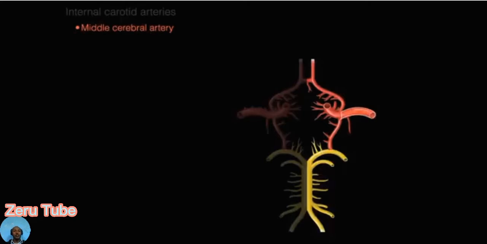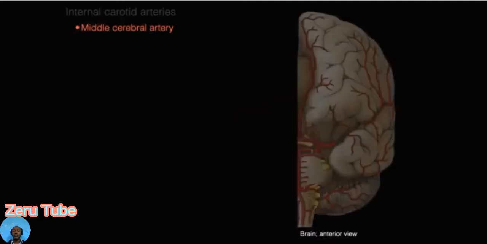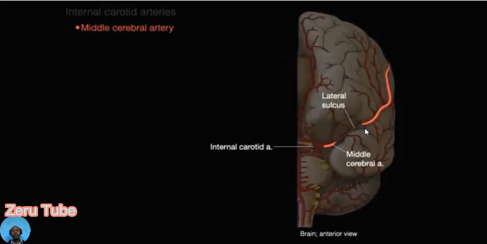the choroid arteries. The major arteries which arise from the internal carotid arteries are the anterior cerebral artery and middle cerebral artery. Major arteries ሁለት ናቸው. Internal carotid artery የሚሰጠው major branch, and then your middle cerebral artery no, ሁለተኛው anterior cerebral artery. The middle cerebral artery is a major artery which arises from the internal carotid artery and typically goes to the lateral sulcus of the brain.